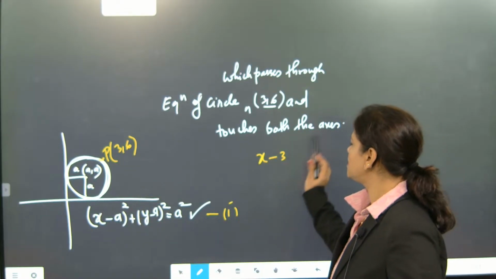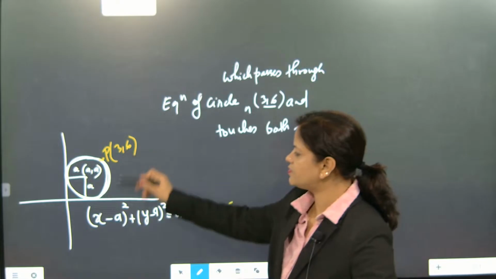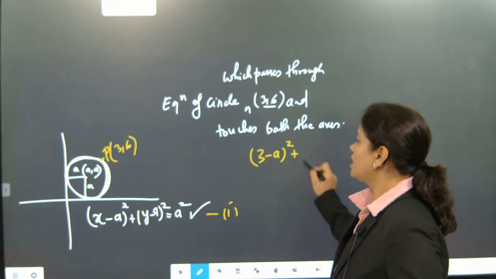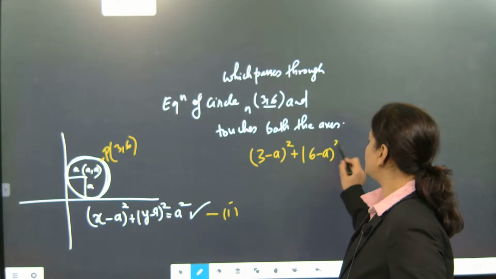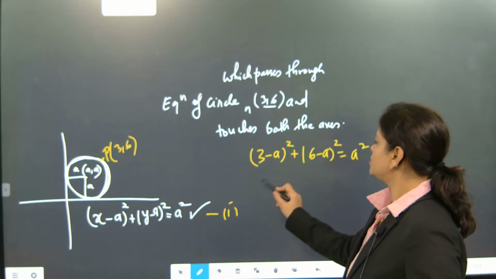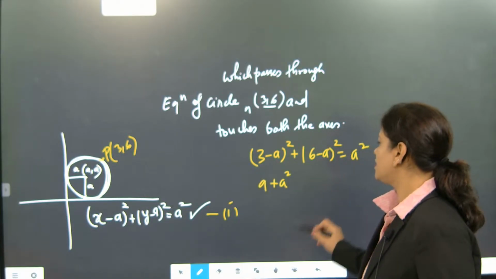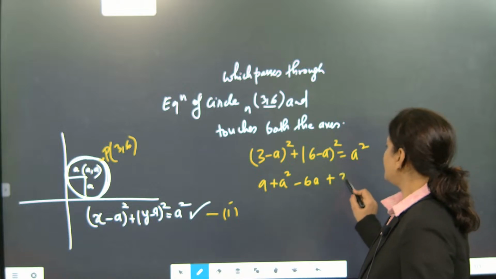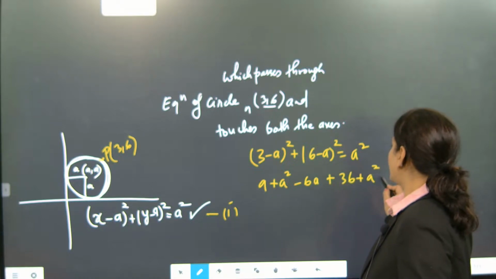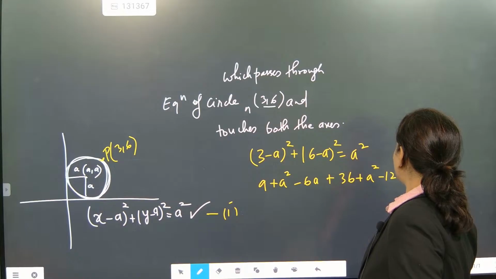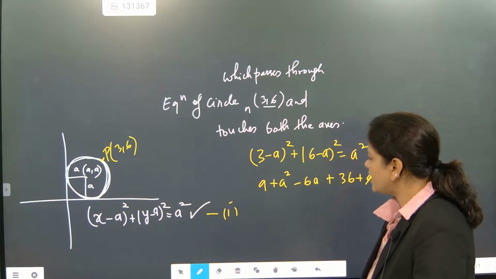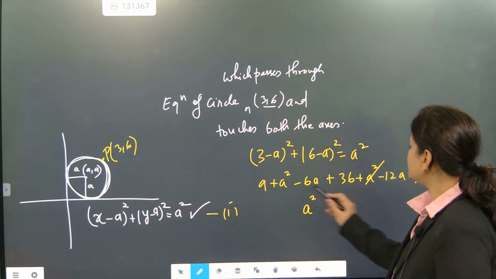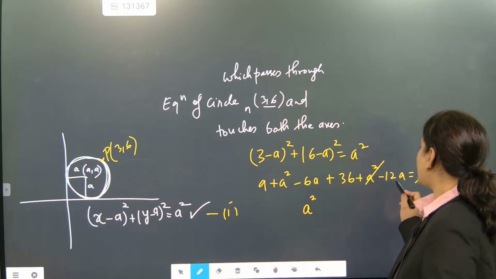Instead of x, we will substitute 3. So it becomes (3 minus a) whole square plus (6 minus a) whole square equal to a square. So 9 plus a square minus 6a plus 36 plus a square minus 12a is equal to a square. So a square will get cancelled.